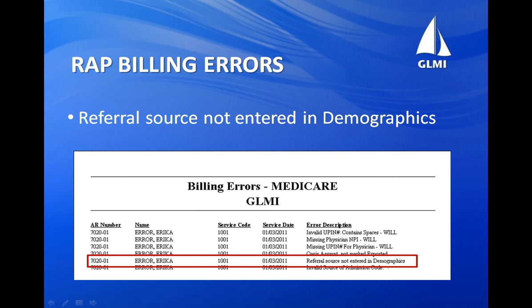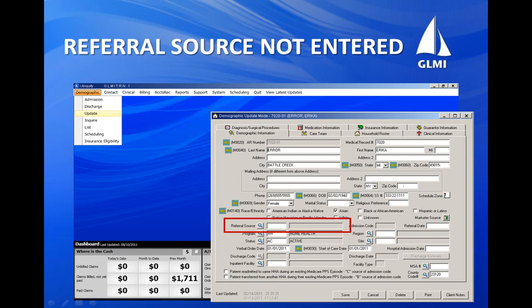The referral source not entered error means that the referral source is either not entered in demographics or the code that was entered is invalid. To correct this error, select Demographic from the main menu and then Update. After selecting your client, notice on the Demographic Information tab, you'll see your referral source. Check that the referral source code has been entered and that it's valid.